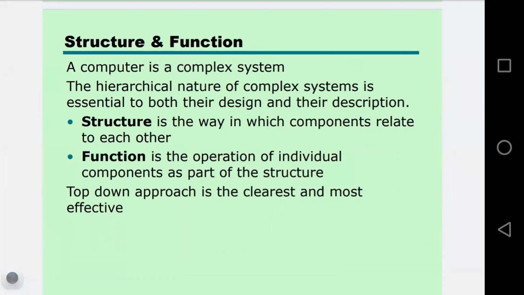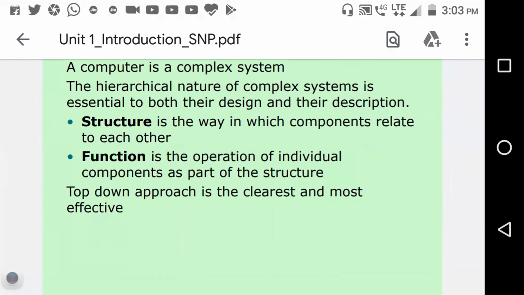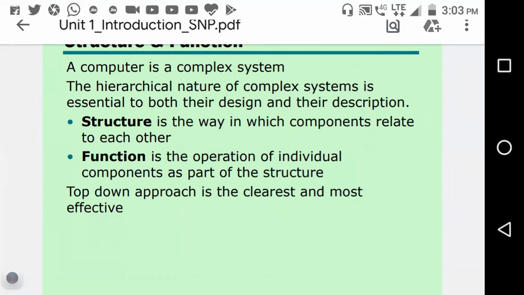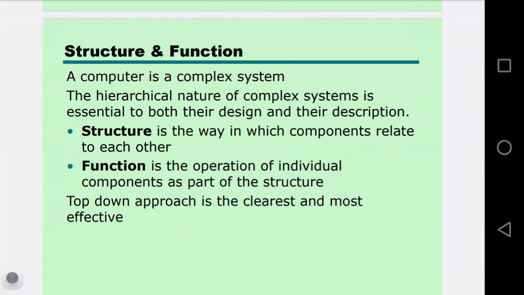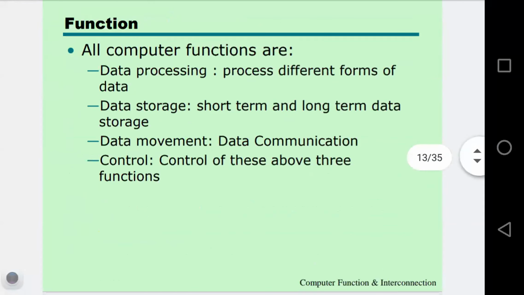So actually, the top-down approach is an effective approach. So in this topic, to understand the computer system, we are also going to use a top-down approach, which is the clearest and most effective way to understand a computer system. So what is a structure? Structure means how many components are there and how the components relate to each other. And what is the function? Function means the operation of individual components.